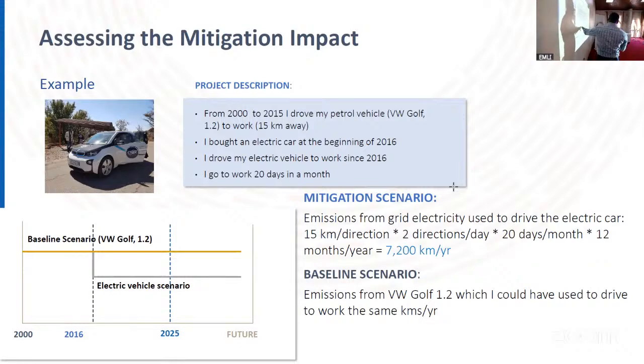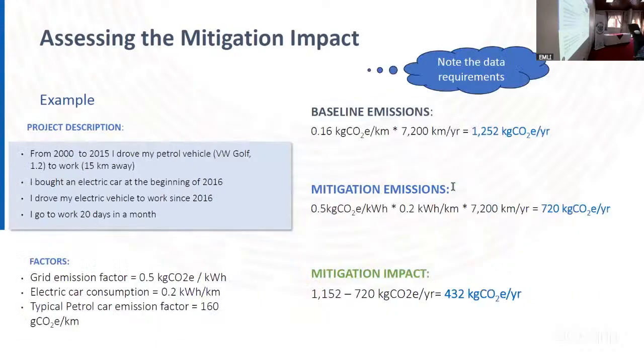We are trying to estimate the emissions from driving the petrol vehicle. So ideally it means if he's doing 15 kilometers in each direction, going to the office and back, times 2, 20 days in a month, so that means he must have covered 7,200 kilometers in a year. If you look here, I have emission factors, right? These are emission factors I picked from the IPCC database. On top is the emission factor for the electricity grid, right? So it is about 0.5 kilograms of carbon dioxide equivalent per kilowatt hour.